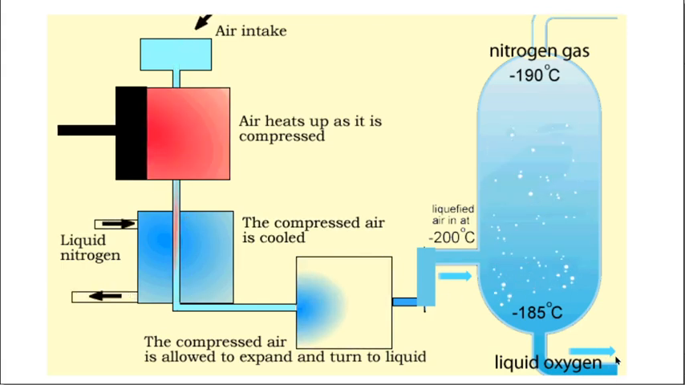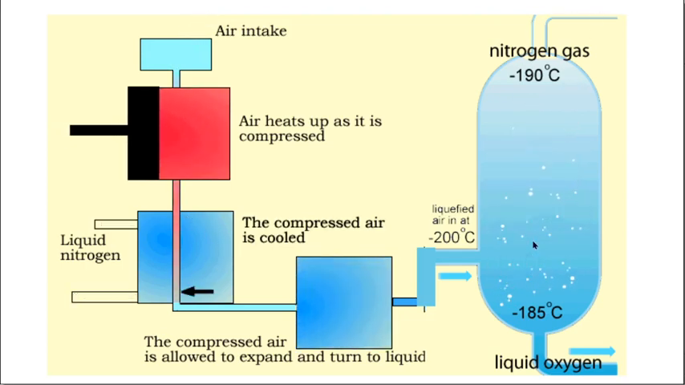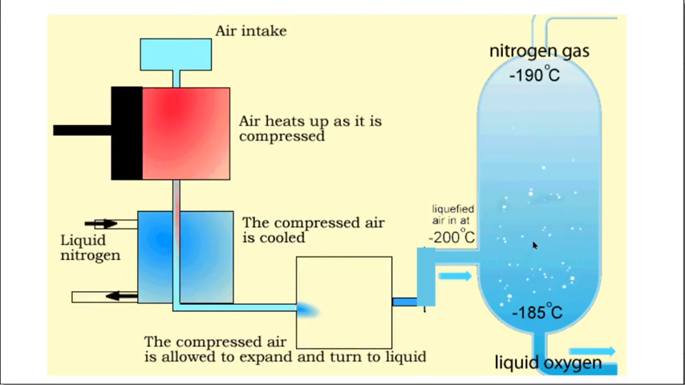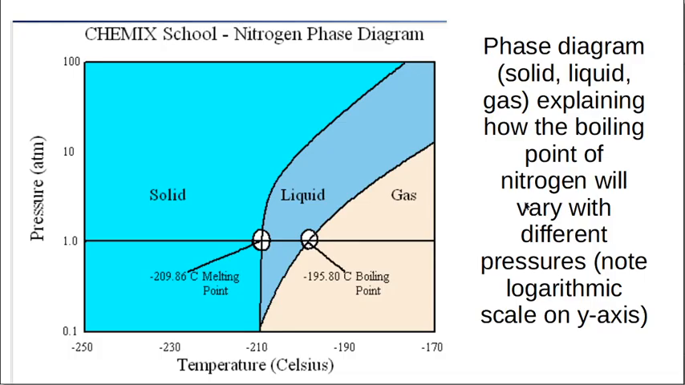The oxygen goes out as liquid, but the nitrogen is boiling at minus 190 and goes out the top, and that's how you get the nitrogen out, and the oxygen's like a byproduct. If you have a look at this thing, it's called a phase diagram, and if you go further in chemistry you'll learn about these. This is a pressure temperature thing, and so you know we always give boiling points at sea level, which is 1 atmosphere pressure.